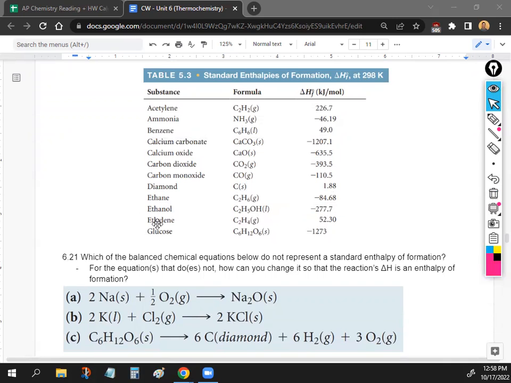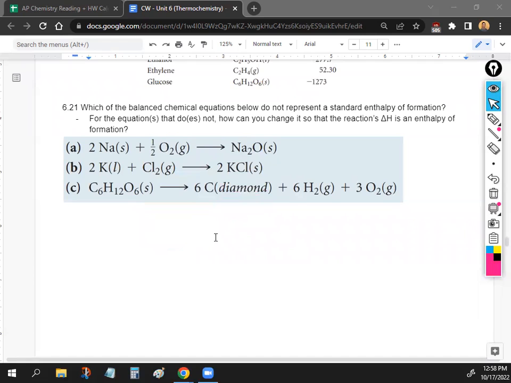Okay. Yeah, it does say solid. C solid. Yeah. It should always specify whether it's graphite or diamond.